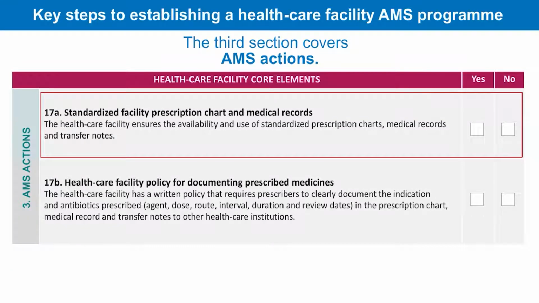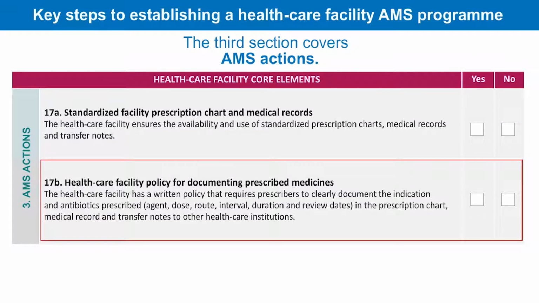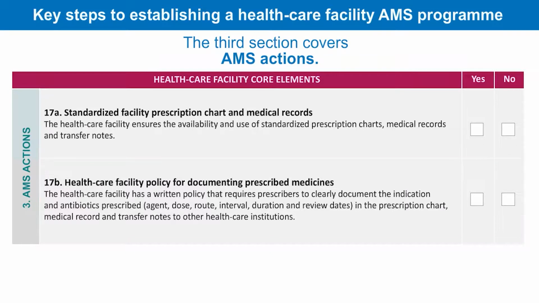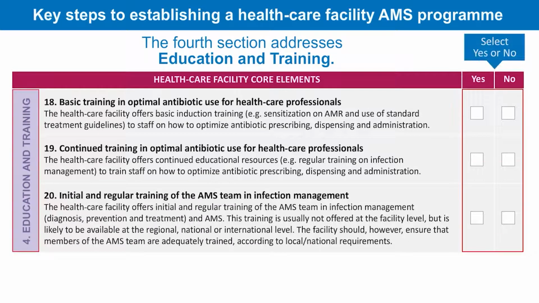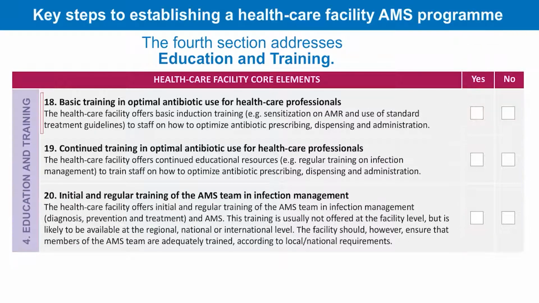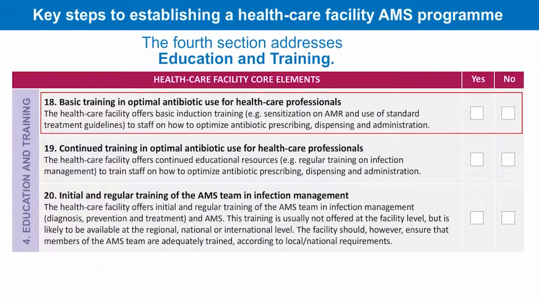17A. There are standardized prescription charts, medical records and transfer notes. 17B. There is a written policy that requires prescribers to clearly document the indication and antibiotics prescribed. This is an advanced core element. The fourth section addresses education and training. This includes the following. 18. Basic training in optimal antibiotic use is being provided to healthcare professionals.